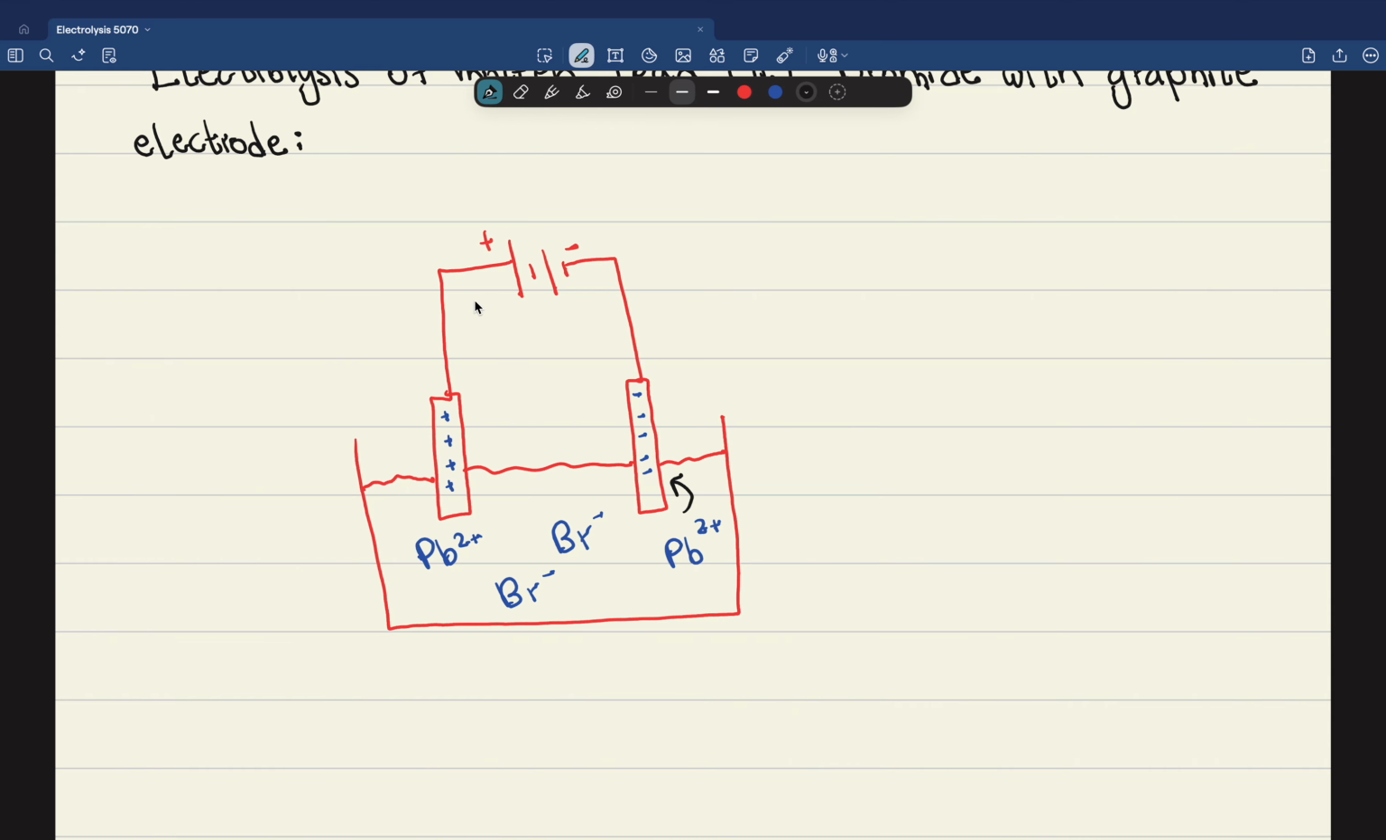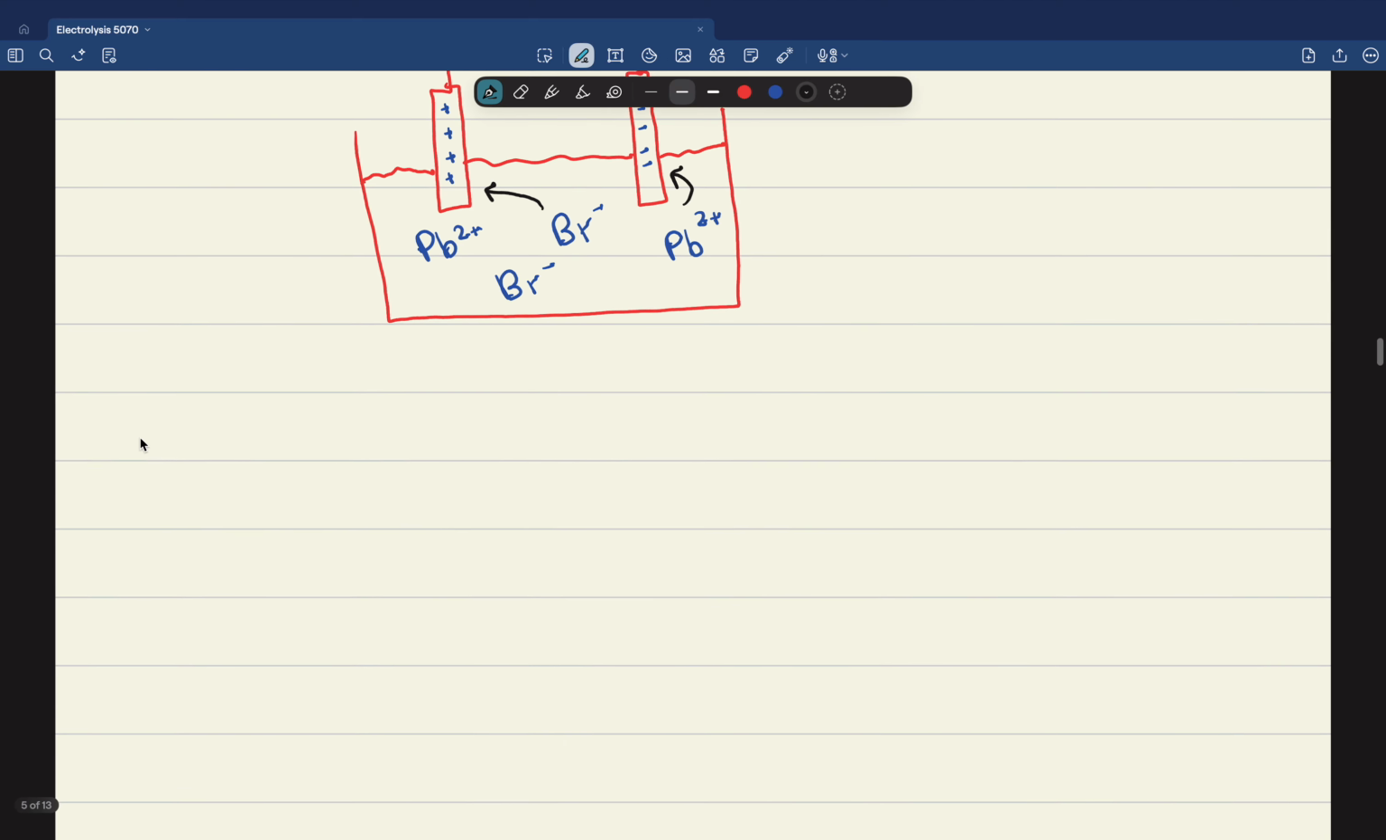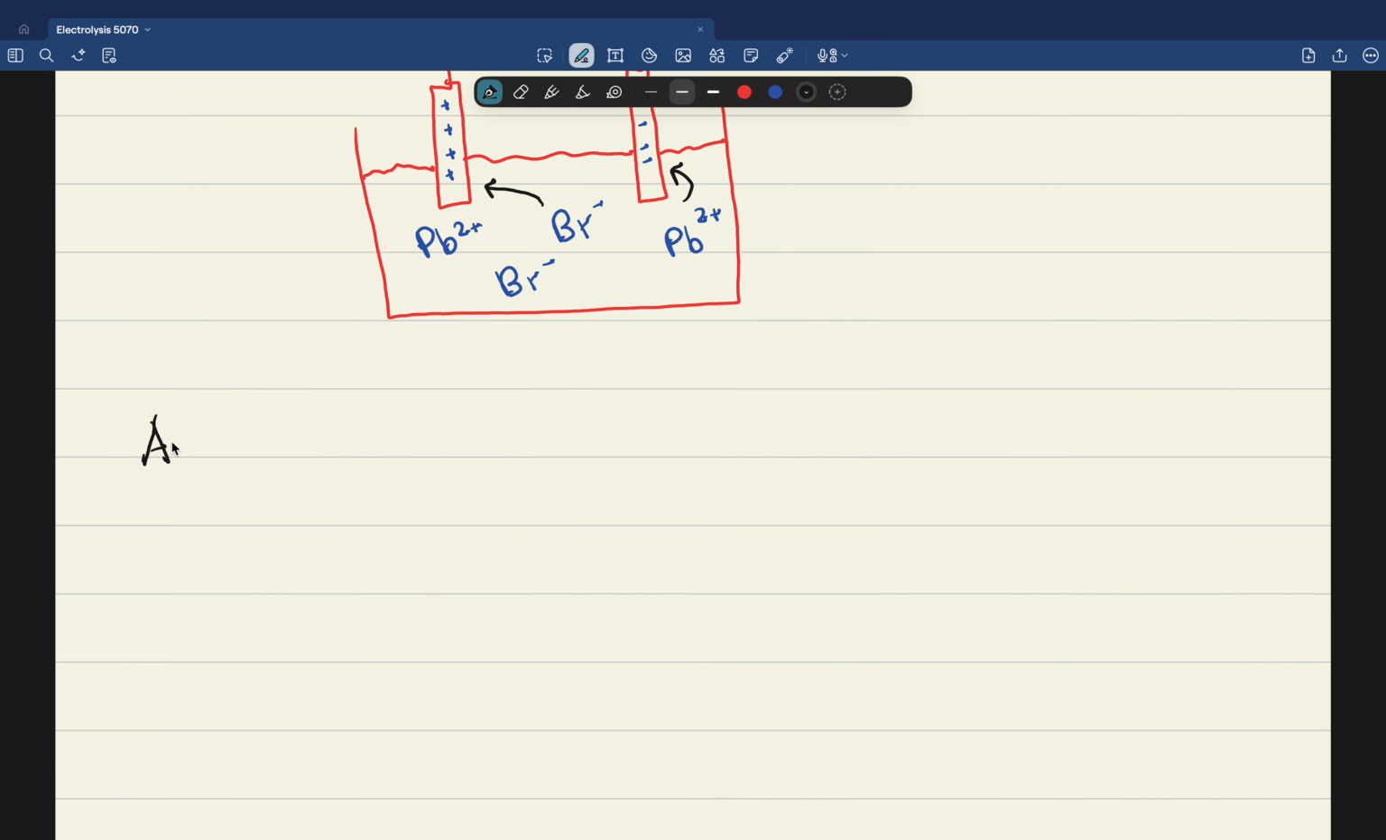And this is the anode. So at the anode the anion will go. So the bromide ion is going to go here. Okay, now let's write half equations for each of these processes. Let's start off with the anode.